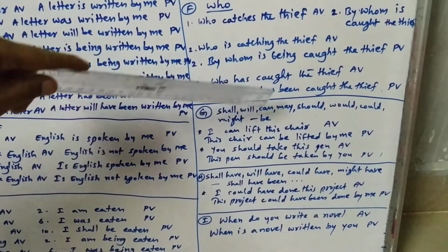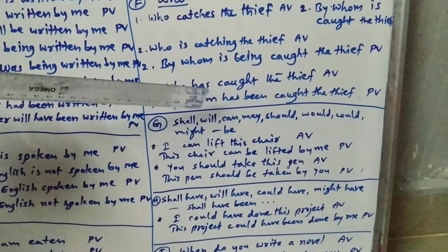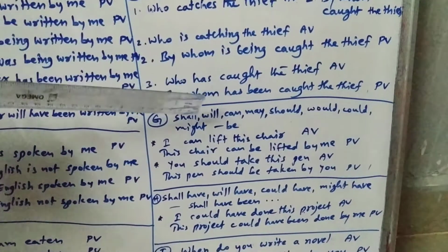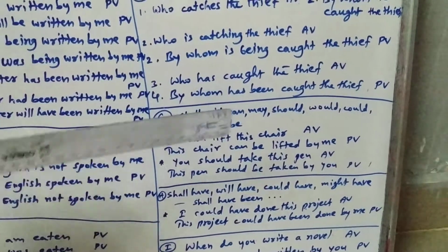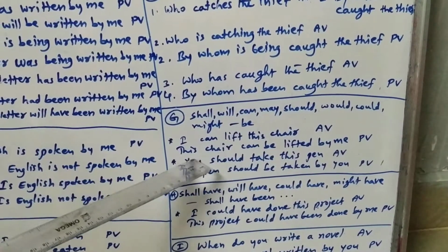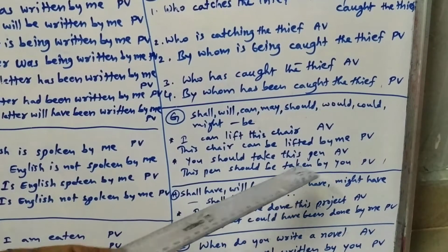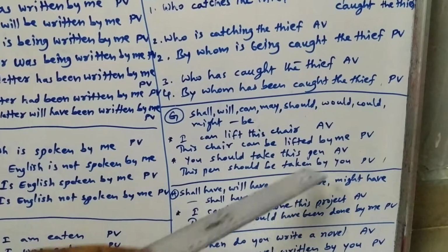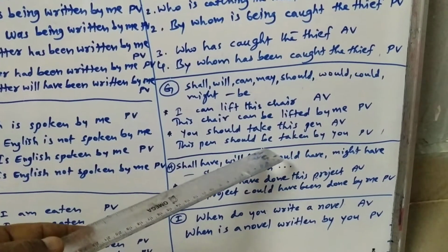Okay, next: shall, will, can, may, should, would, could, might. If these helping verbs are found, I add the word be additionally with them. Okay, I can lift this chair: this chair can be lifted by me. You should take this pen: this pen should be taken by me. The word be is used here additionally.